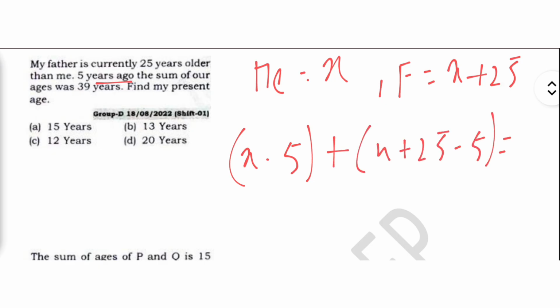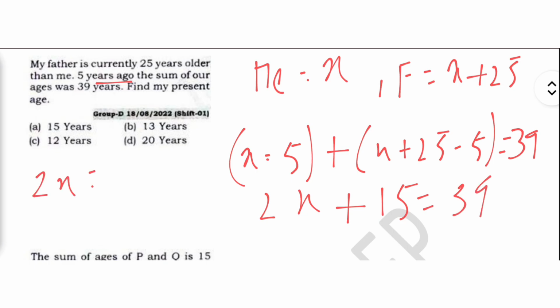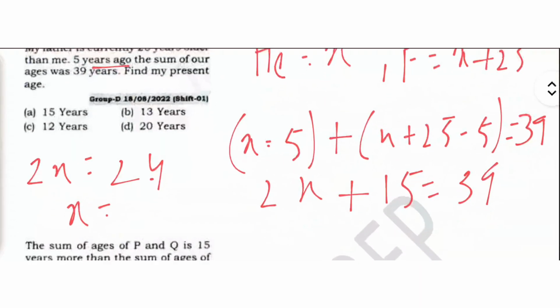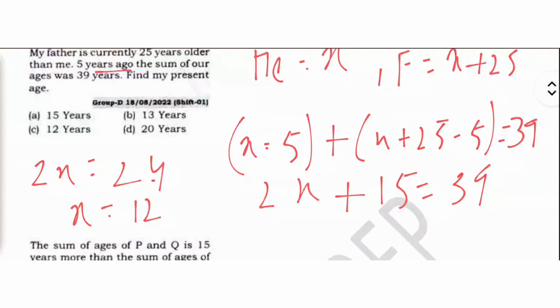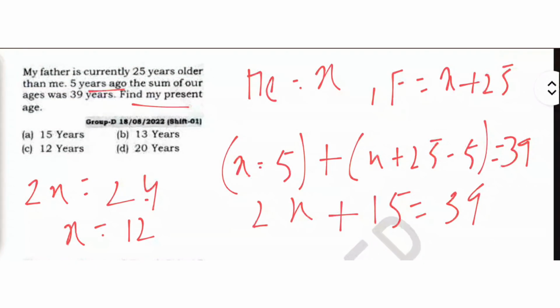And this is nothing but 39 only. So X plus X, this is nothing but 2X, plus 25 minus 5 means 25 minus 10, that is 15, is nothing but 39. So 2X is how much? It is nothing but 9 minus 5 is 4, 3 minus 1 is 2. So X is nothing but 12. Okay, if X is 12, find my present age. What I have considered my present age as X, so my present age is 12. If they had asked about Papa, then 25 plus 12 it would have become 37 years. Okay.